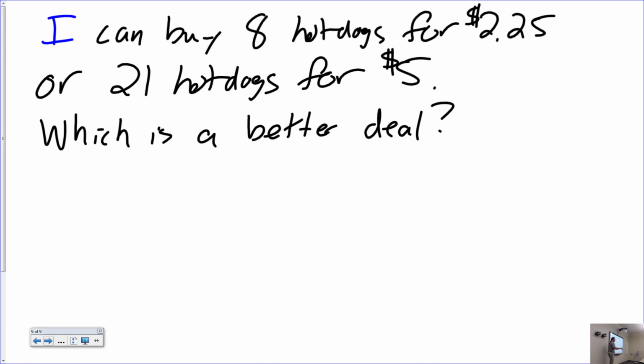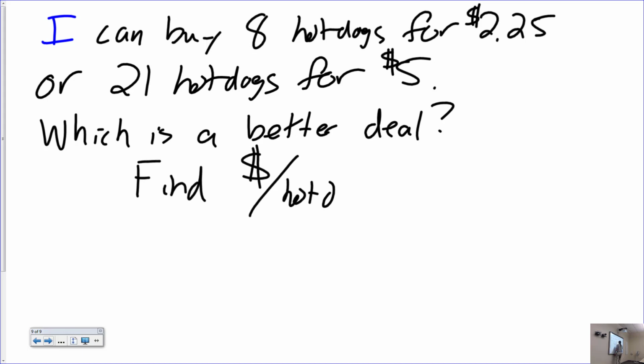How do I do it? Division, yes, but which way do I divide? Because if you do it one way, you will get the wrong answer. If you do it the other way, you will get the correct answer. 2.25 divided. Yes, okay. So find dollars per hot dog.